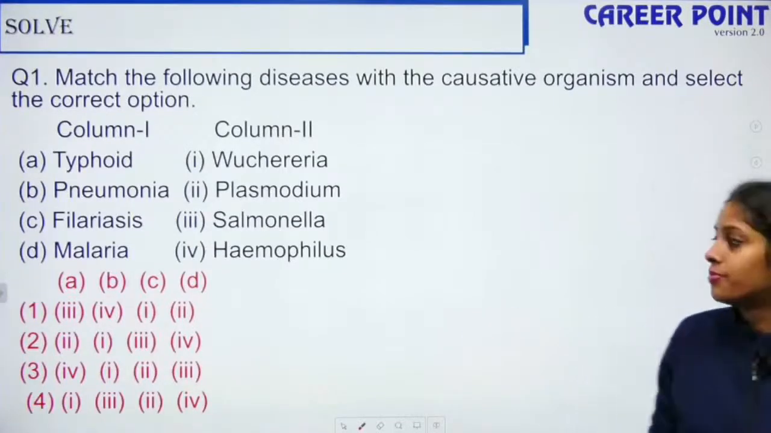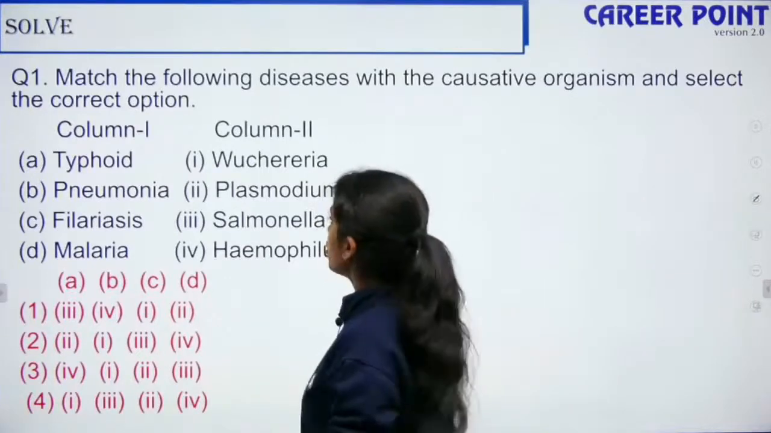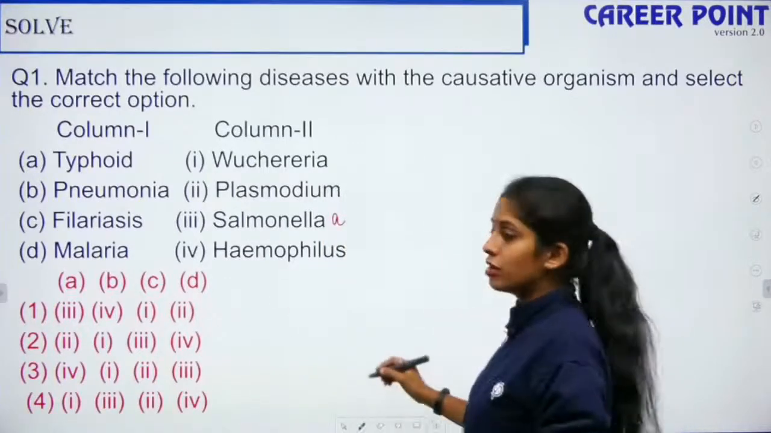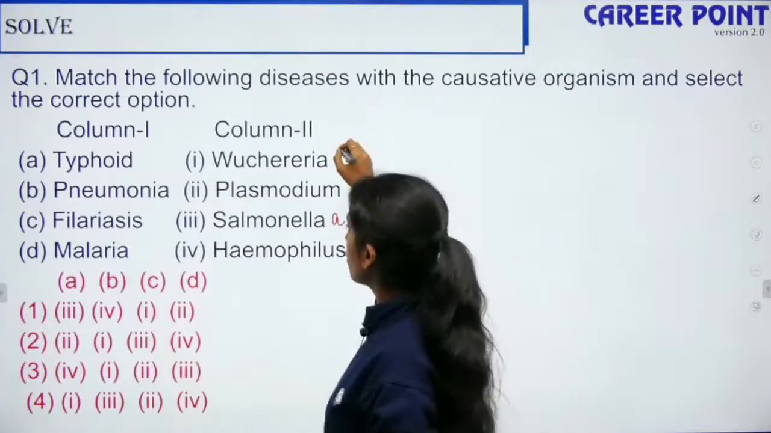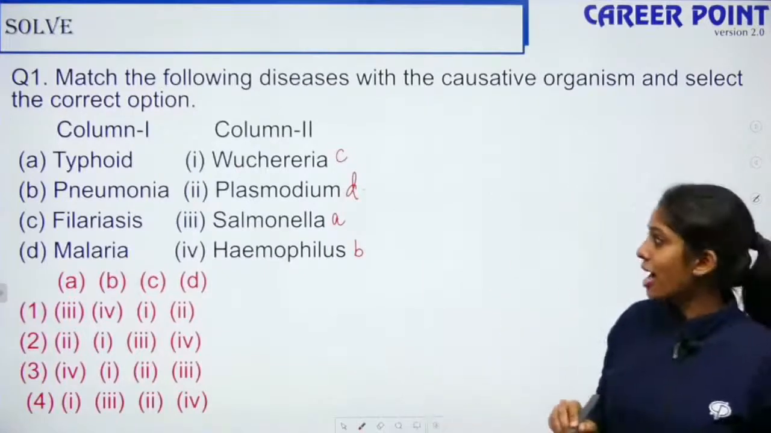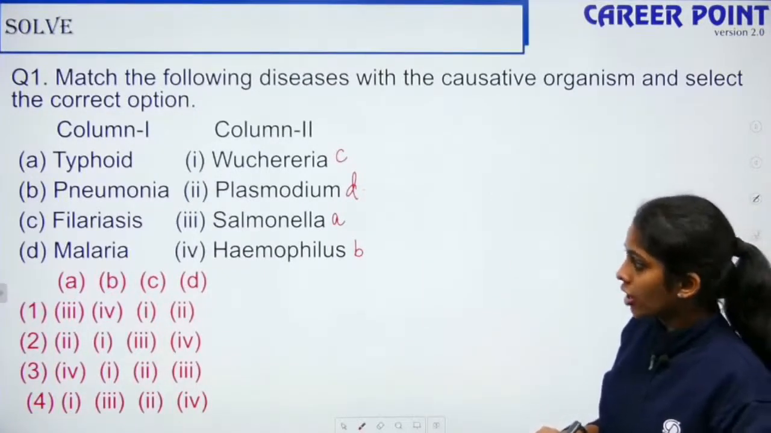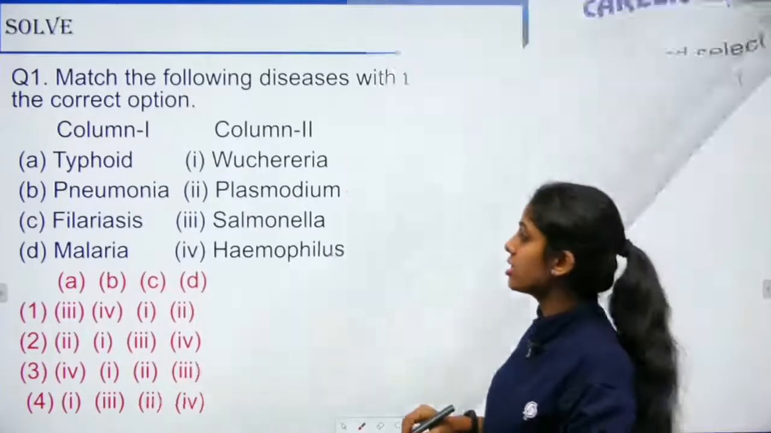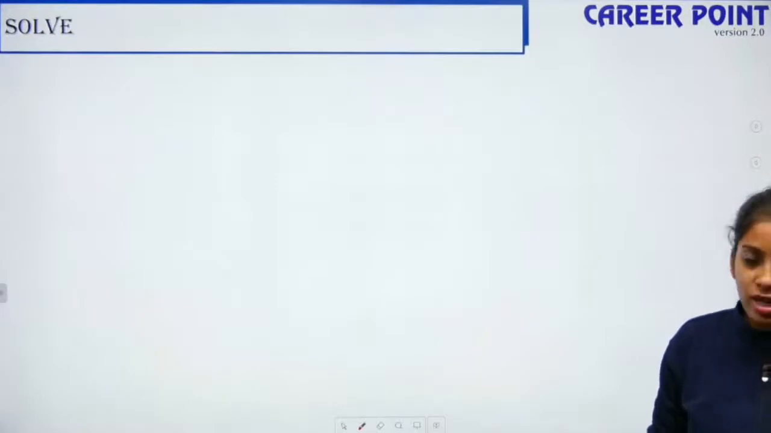Yes, you're right. Okay, so typhoid is caused by Salmonella. Pneumonia is caused by Haemophilus influenzae. So this is B. Filariasis is caused by Wuchereria. Malaria is Plasmodium. So this is such an easy match. So what is the right answer? A is 3. Okay, so option 1 is the right answer. Yes, very good. I hope everyone got it and there are no doubts.